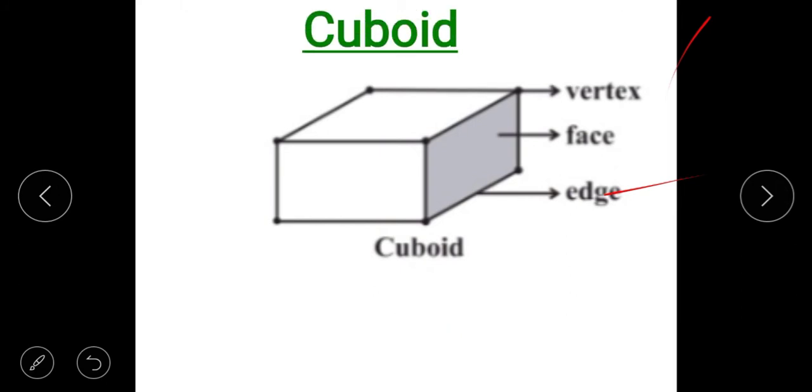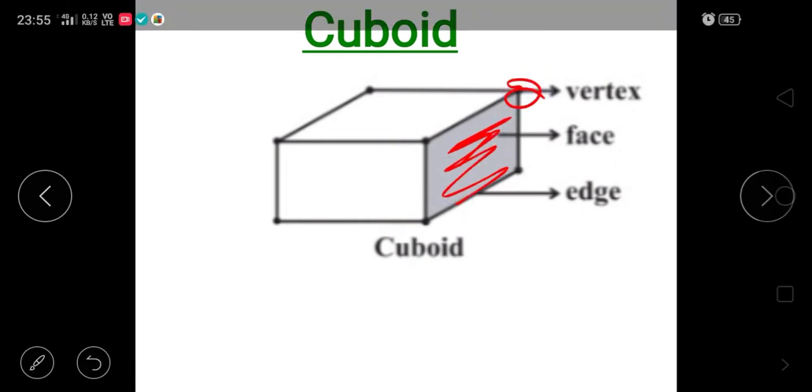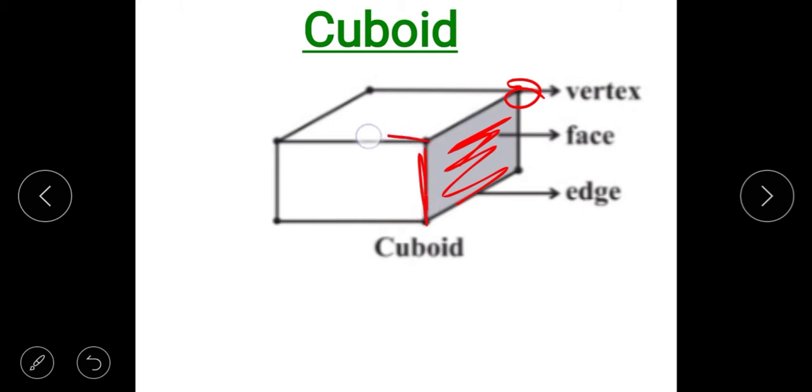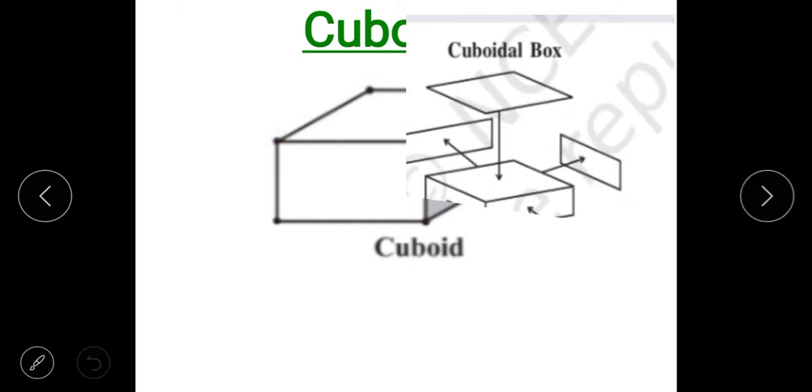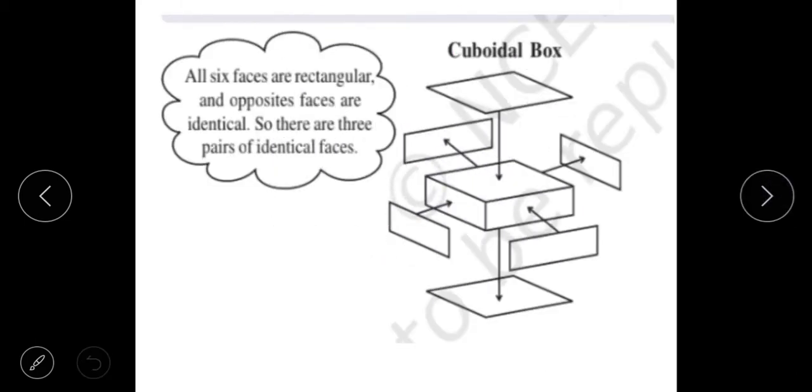This is our first shape, that is cuboid. A cuboid has this, which is called the face, this is the vertex and this is the edge of the cuboid. So our first figure is the cuboid. Let us discuss the cuboid. A cuboid has six faces, all the faces are in the form of a rectangle, and opposite faces are identical.